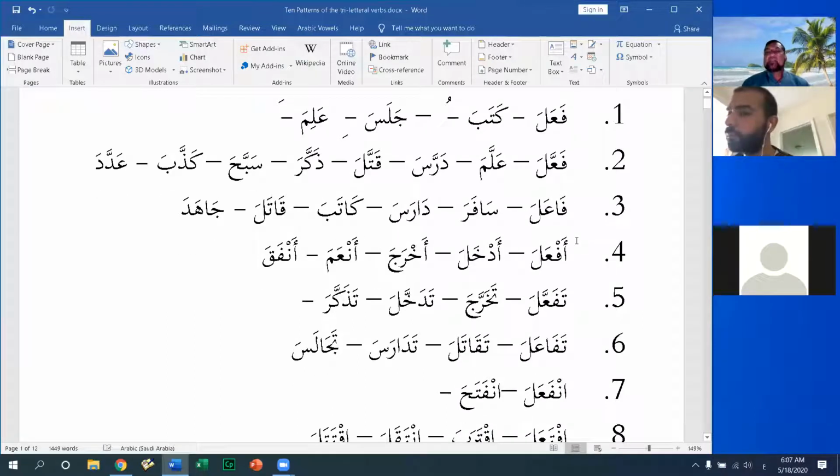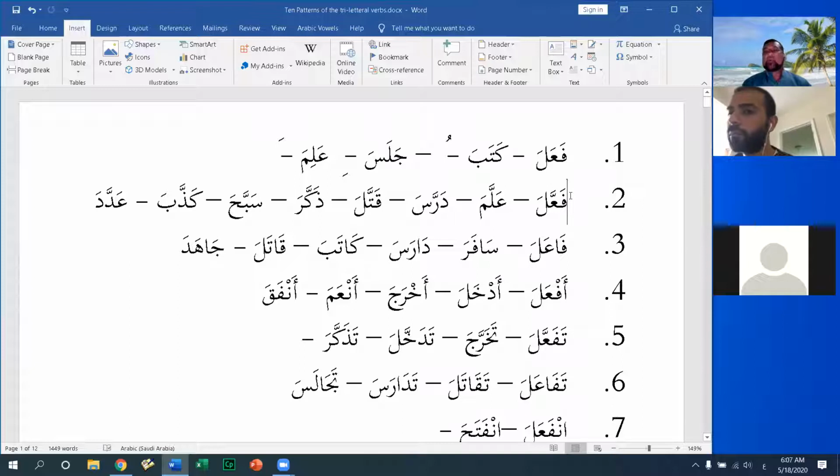The third pattern of the verb, I'll tell you right now, I just introduced the verbs and don't talk too much about the meaning that comes along with each of the patterns. I'll tell you more about that later. I can give you a brief hint.